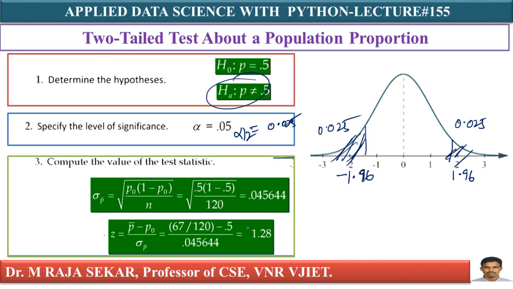Now, what is my calculated value? 1.28. This is the rejection region, and this one is also a rejection region. But my value is 1.28. This is my calculated value. It is to the left of 1.96, somewhere here. 1.28 is in the acceptance region. Therefore, what does it mean? I must accept this null hypothesis. Otherwise, do not reject the null hypothesis.